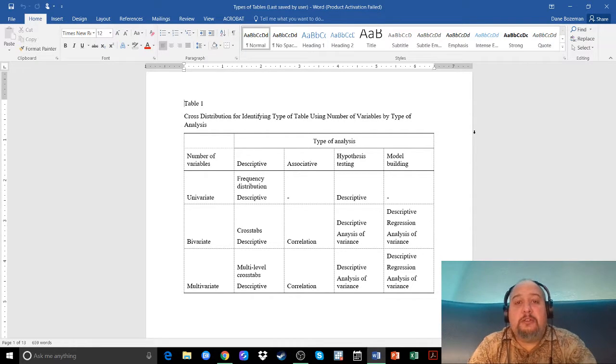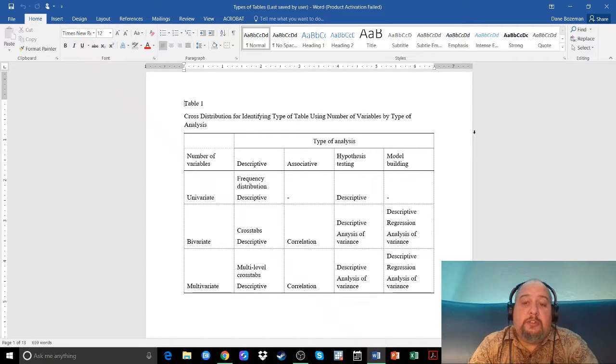Well, if we look at this table 1 that I presented, where I cross-distribute number of variables with type of analysis, we see that we've got 12 cells, 3 by 4, and descriptive tables exist in 1, 2, 3, 4, 5, 6, 7, 8 of the 12 cells. And so the reality is we use descriptive tables a lot, regardless of the number of variables and regardless of the type of analysis. We're likely to use a descriptive table.